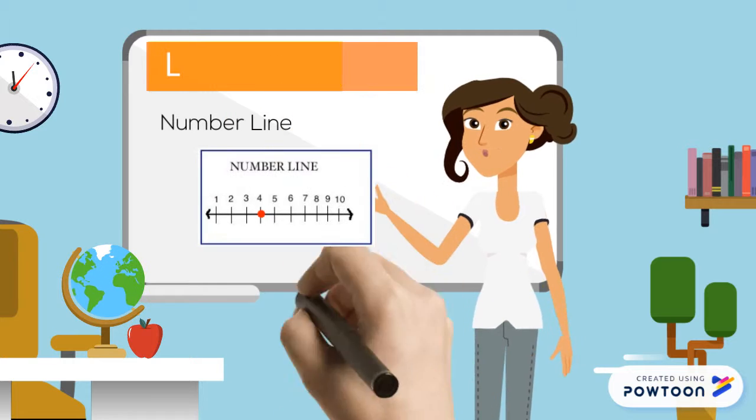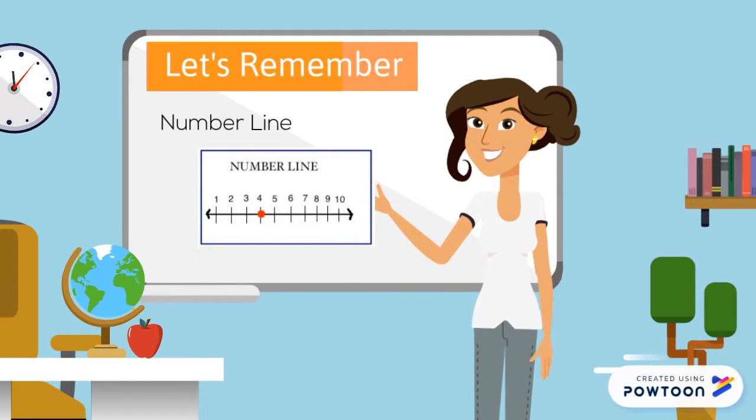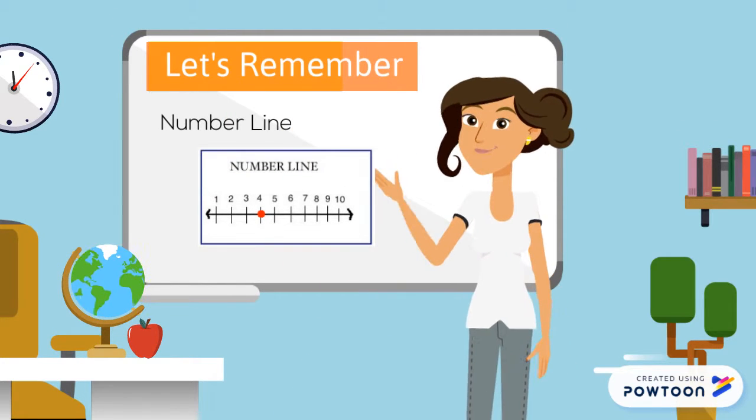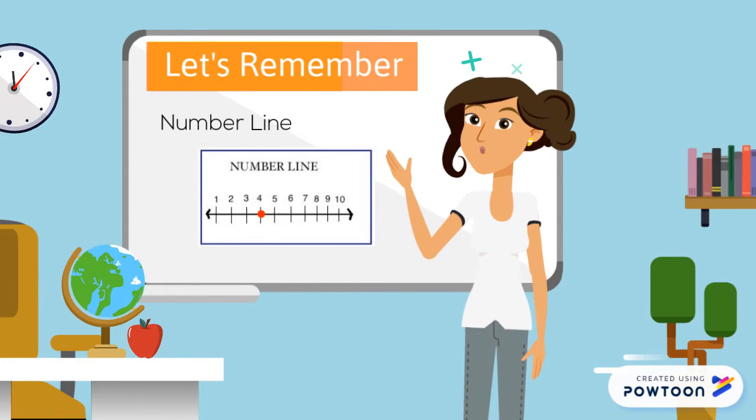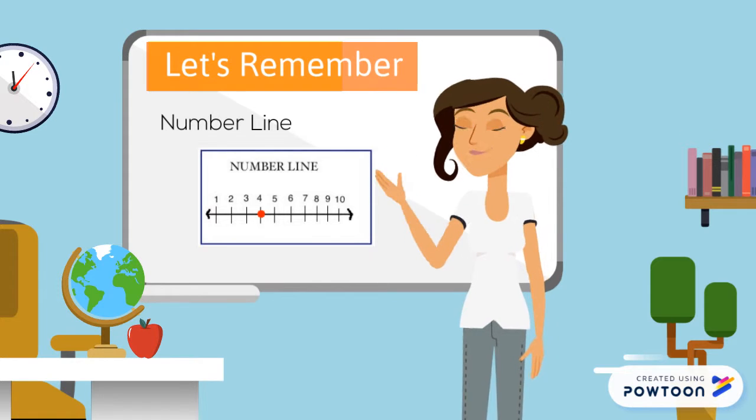A number line is a line on which numbers are placed in intervals to show basic numerical calculations. Plotting a number on a number line means that you are making a point designating that number on the number line.